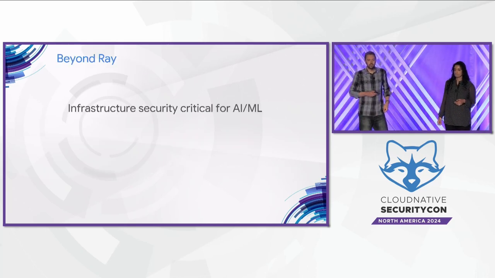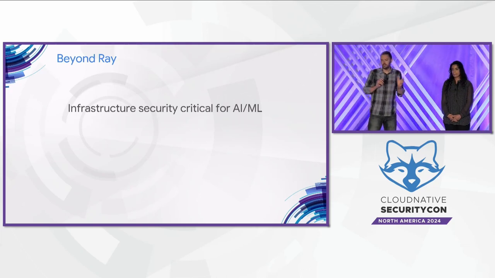So if we think a little bit beyond Ray and think more about AIML and our cloud native ecosystem, I think the infrastructure security really is still critical for AIML. We've got a lot of new and exciting attacks that are AI specific, but we also have a lot of regular infrastructure security that needs to underpin these new applications. And so as we saw here, this is still super critical to get right and is part of the picture. I think we're going to see tenancy play a big role in AIML security in the future.